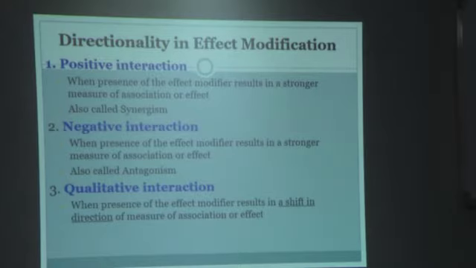When the presence of an effect modifier results in a weaker effect, it is antagonism. Qualitative one is when there is a change of effect. Again, just like the concept of confounding, once there is a change in direction, it becomes qualitative.